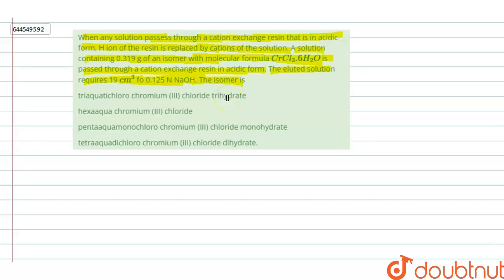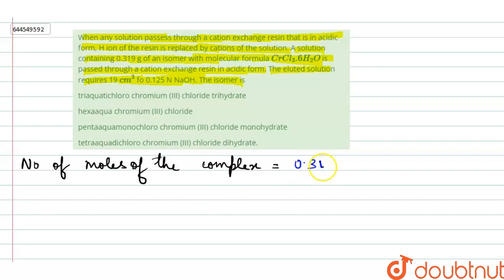So generally we will first see number of moles of the given complex. We will find out number of moles of the complex. It will be our first step. So we will see here 0.319 divided by total molar mass, that is by calculating you can find out 248.5. So you will get here approximately around 0.0012. That will be the number of moles of the complex.